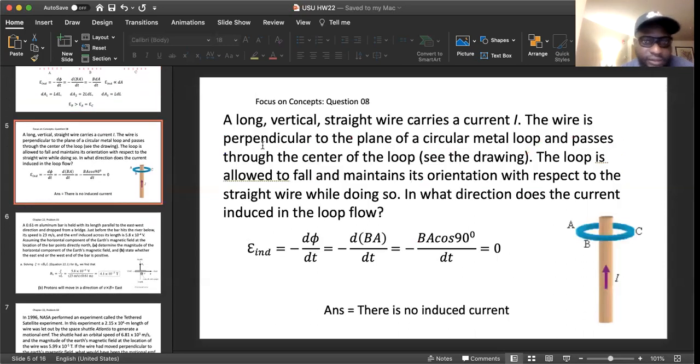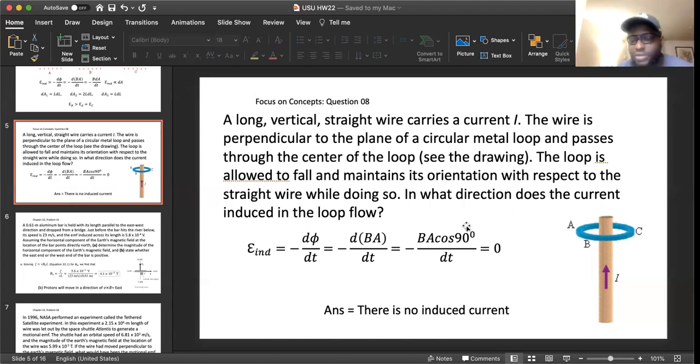Now we focus on concept question 08. It says a long vertical straight wire carries a current I. The wire is perpendicular to the plane. So when you have a current carrying wire, you use your right hand rule. The current is in the thumb, and the magnetic field will flow around the wire. When a magnetic field is around the wire, you can't produce current in the same wire, because you have to produce current outside. So in that case, there is no induced current at all.